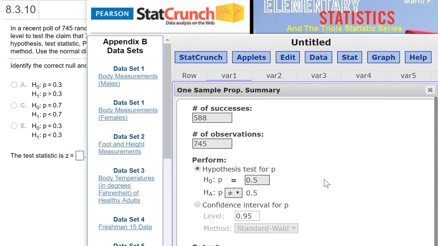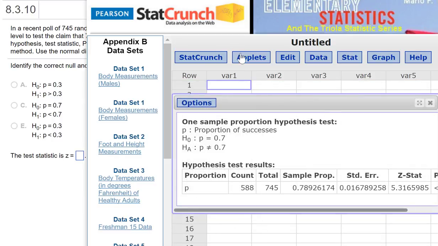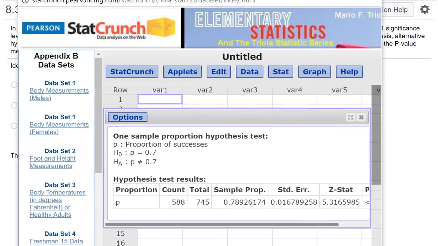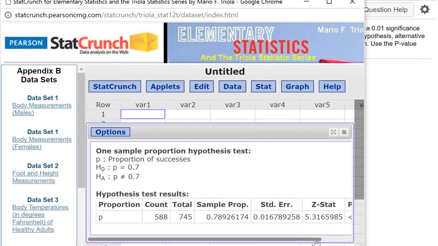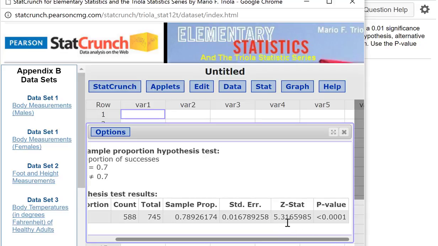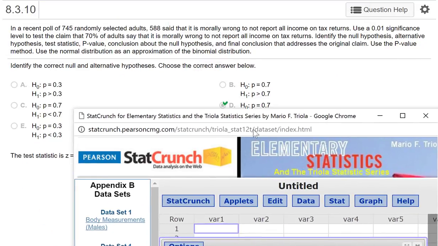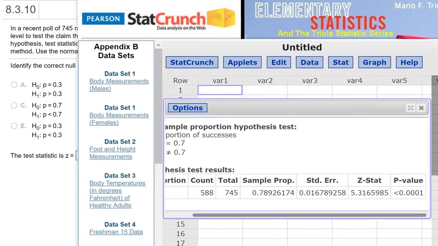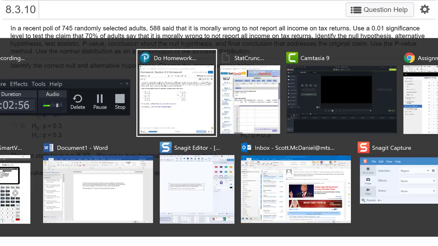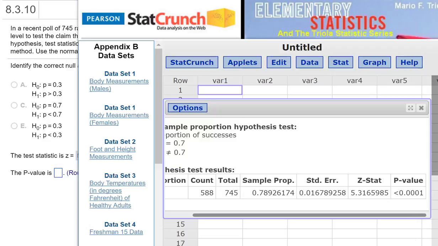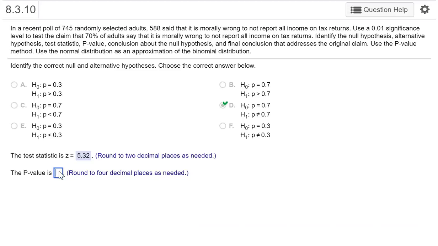Our hypothesis test: this was 0.7, and the alternative is not equal to 0.7, and then press compute. And here is our test statistic right here, 5.32. See how many places they say to round to? 2 places, so 5.32. Okay, now it wants the p-value. Let's go back. It just says less than 0.0001. So let's try that.